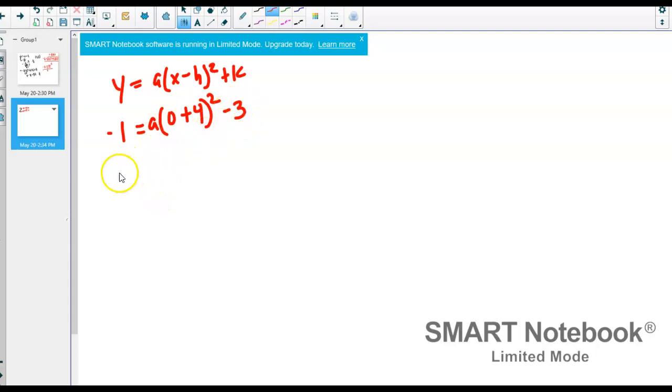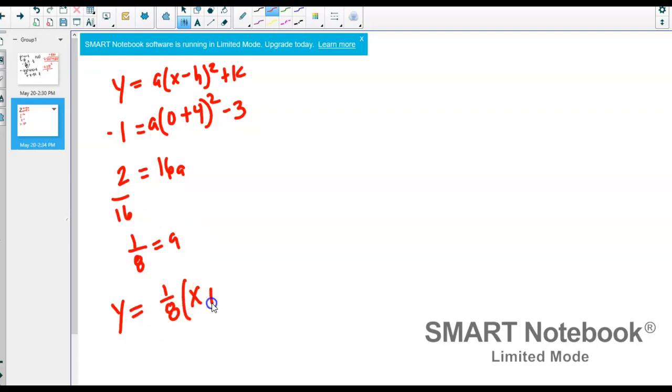I'd add the 3 over here, which would give me 2, and then I'd go 0 plus 4, which is 4, and then I'd square it, which would give me 16. So this is 16a. I'd divide that over here, and I'd get 1/8 is what a is. So my equation is going to be y equals 1/8, and then x plus 4 squared minus 3. That's the equation that I'm going to want to write for my answer in that case.